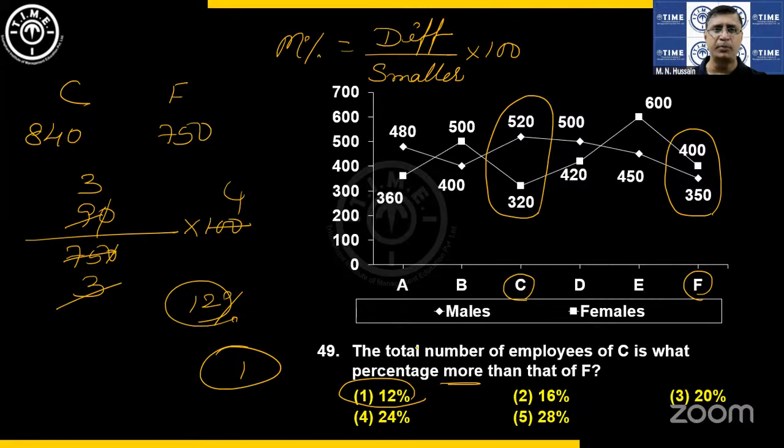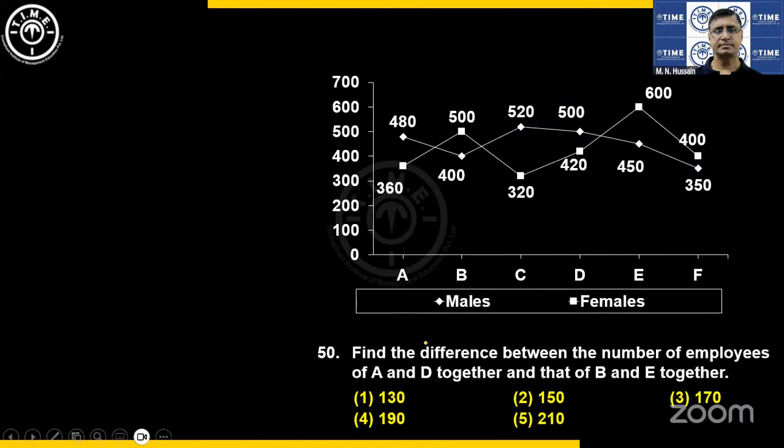Now look at the next example on your screen. Question number 50. Find the difference between the number of employees of A and D together and that of B and E together. A and D together. What is the value of A?